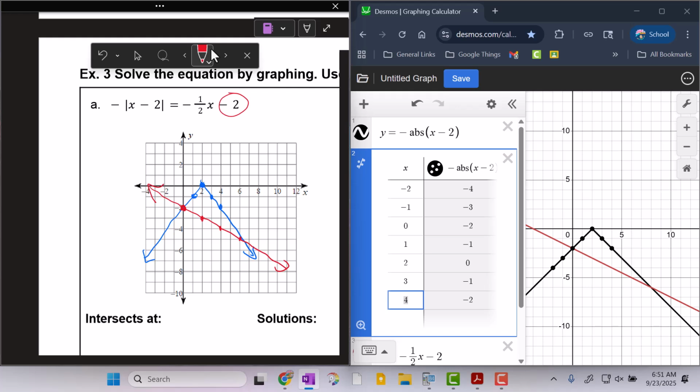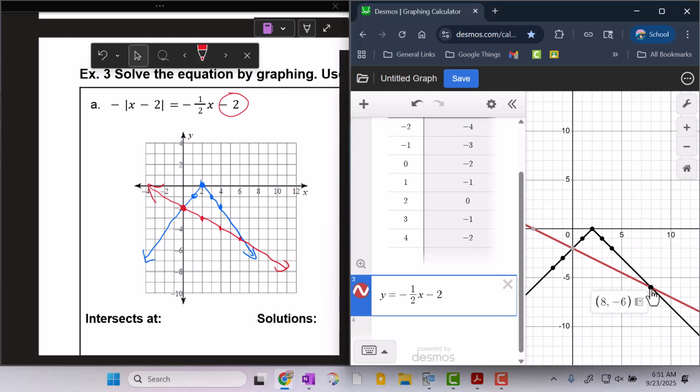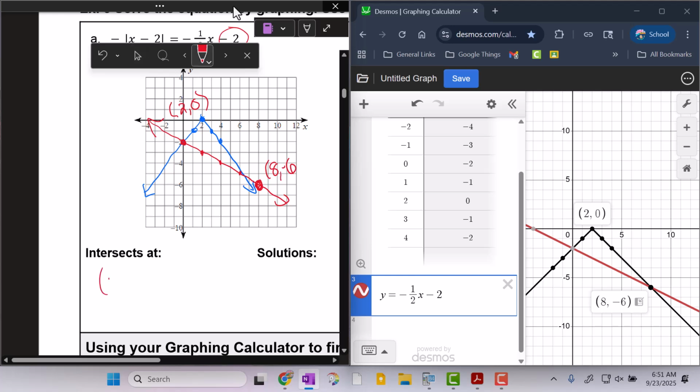So we actually have two solutions. Hopefully my graph is accurate to what they should be. So 8, negative 6, and 2, 0. All right, so 8, negative 6, well, I was a little off. 8, negative 6. And then here we have 2, 0. And again, we intersect at 2, comma 0 and 8, comma negative 6. But our solutions are x equals 2, x equals 8. It's just the x values.